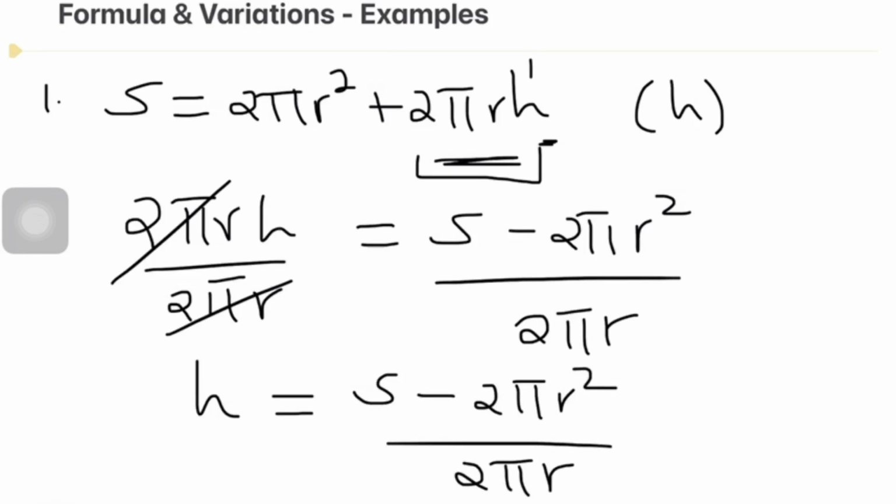And example number 1 is done. Before I proceed to example number 2, kindly note that the 2 pi r in the numerator and the 2 pi r in the denominator can't cancel each other, simply because the first term and the second term of the numerator are connected by a negative sign. If it was a multiplication sign, then that one would be fine. If it were multiplication, then we could have cancelled to simplify further. But since it's minus, we have to leave it like that.